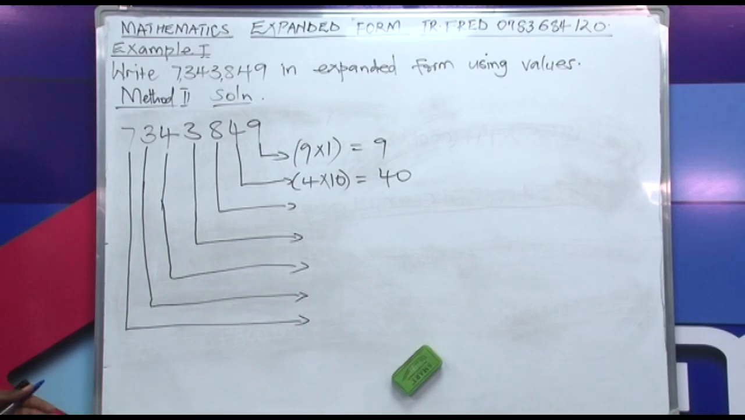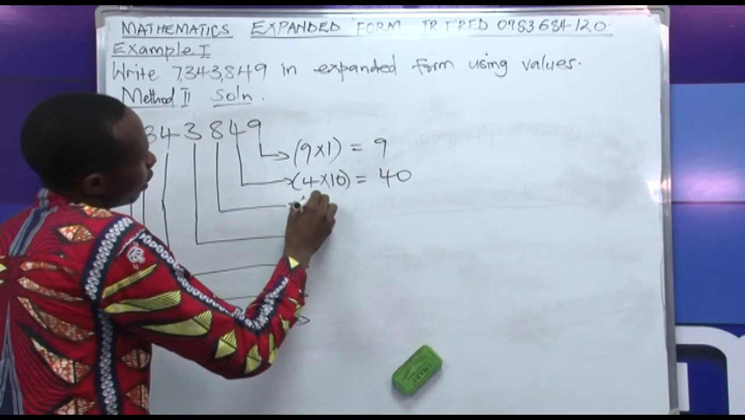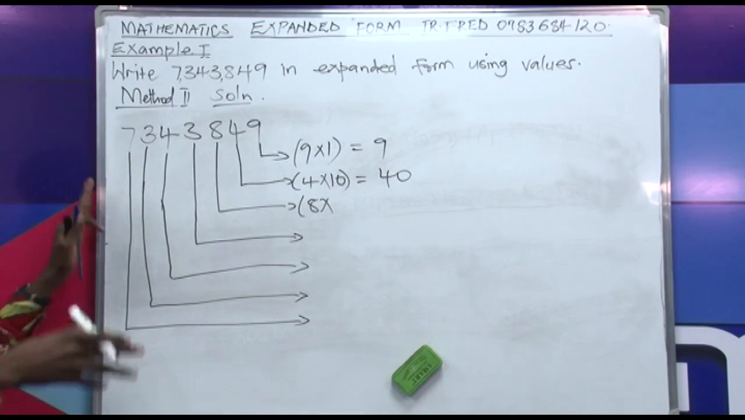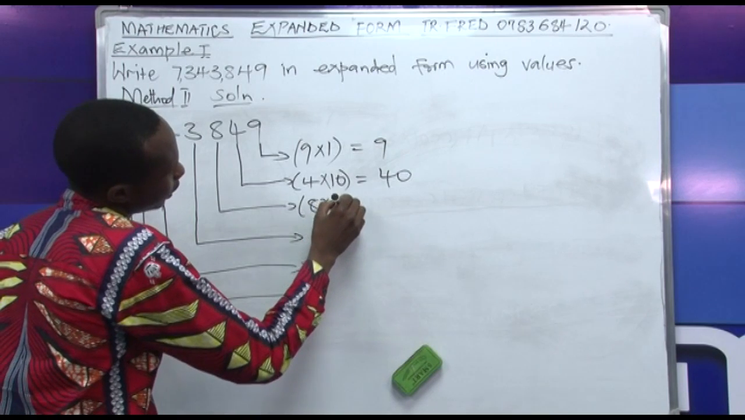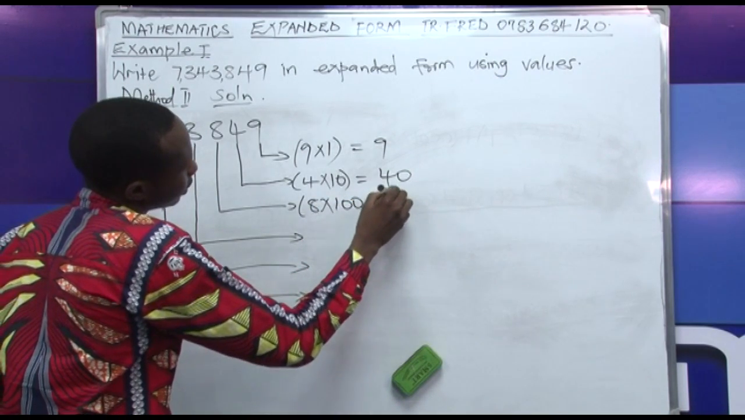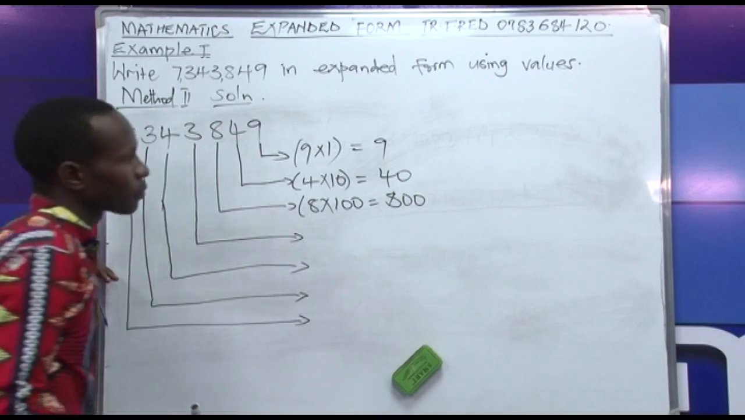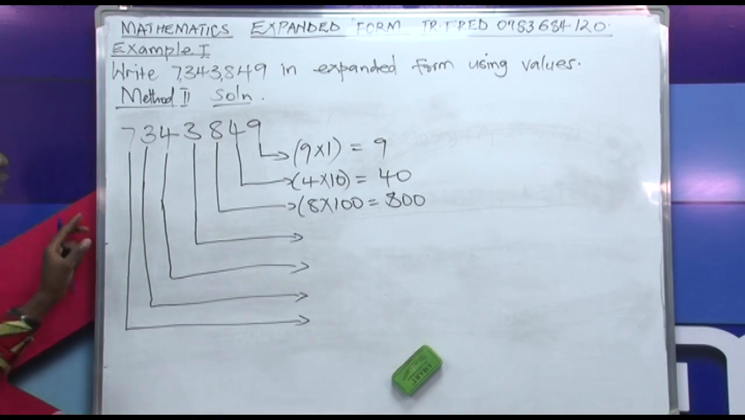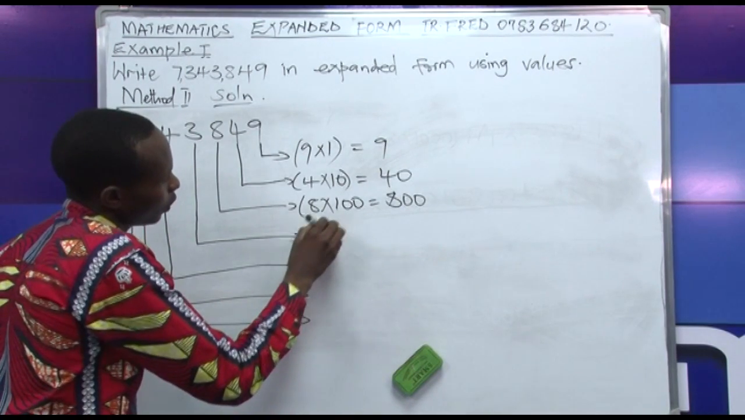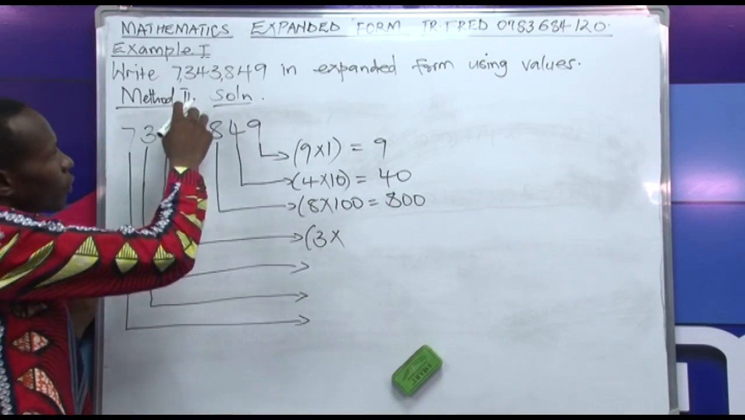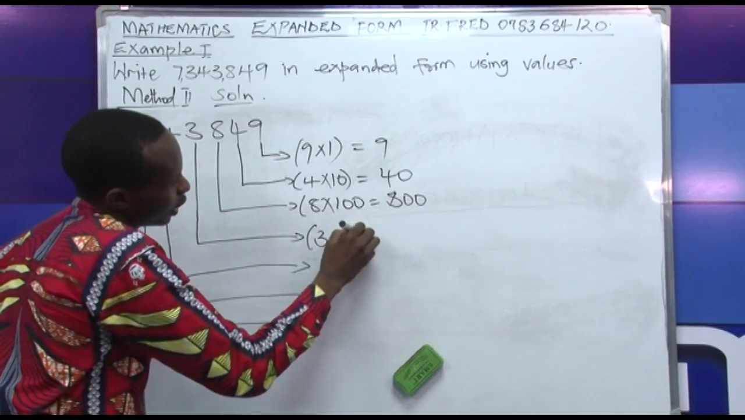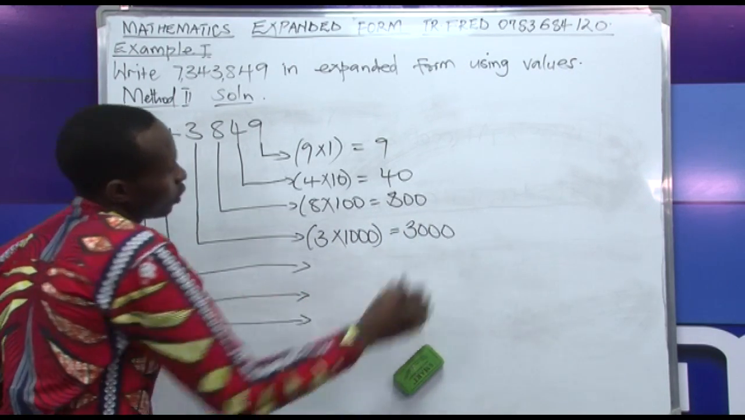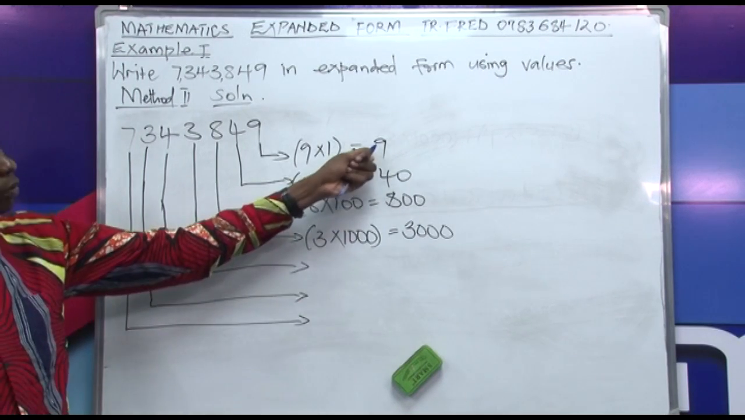Then from there, we shall continue to the next digit. The next digit will be 8 times. What will be the place value of 8 in this case? The place value of 8 is 100. So I'll have to multiply 8 times 100, which will give us 800. Then from there, we shall continue to 3. We shall say 3 times. What is the place value of 3? It is 1,000. So I'll multiply it by 1,000, which will give us 3,000.